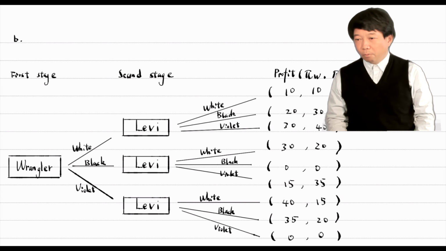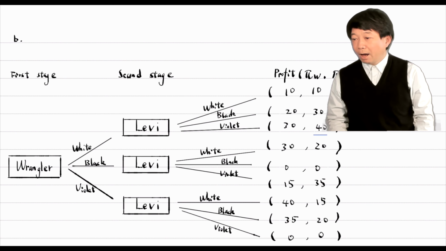We first determine Levi's response in the second stage to each possible action by Wrangler. Given that Wrangler chooses white, Levi gets 10 if it chooses white, 30 if it chooses black, and 40 if it chooses violet. Levi's best response is violet. We underline its profit 40 and add an arrow on the path. Given that Wrangler chooses black, Levi's best response is violet because it gives the highest profit. We underline its profit 35 and add an arrow on the path. Given that Wrangler chooses violet, Levi's best response is black. We underline its profit 20 and add an arrow on the path.